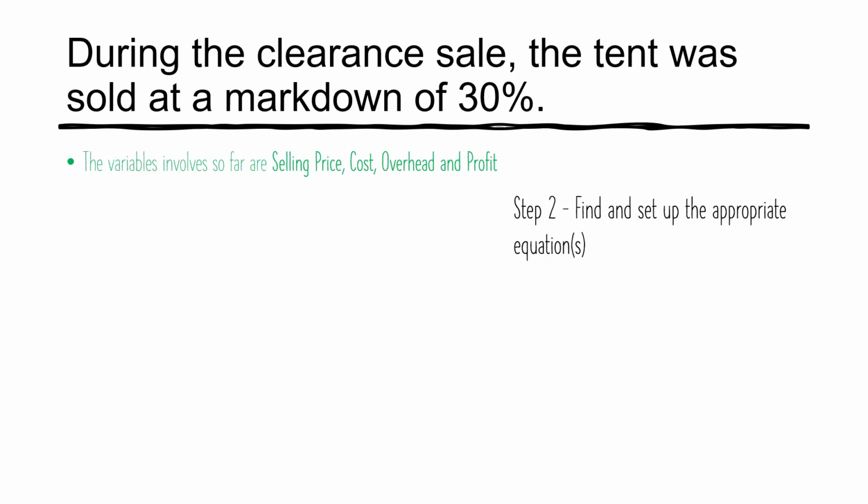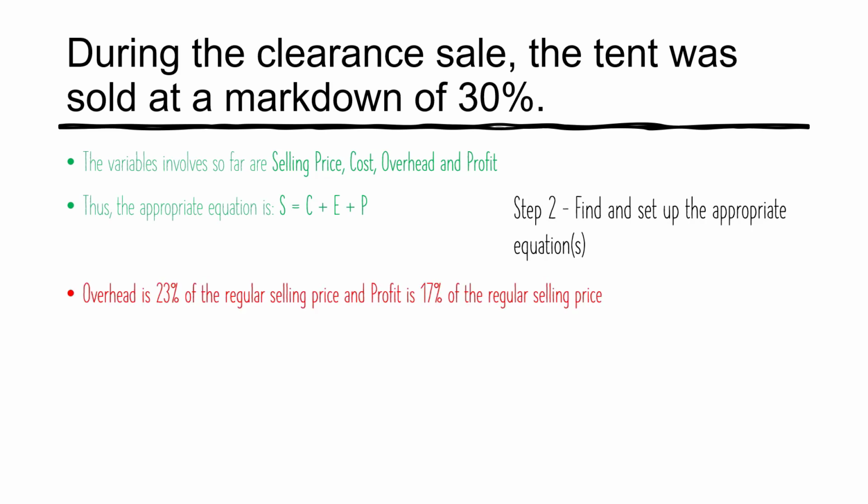So we take our overhead and profit and we can create mini equations out of it, right? E is just 0.23S, which represents that the overhead is 23% of the regular selling price, and P equals 0.17S represents profit as 17% of the regular selling price. So we can sub these into our regular equation later, okay?